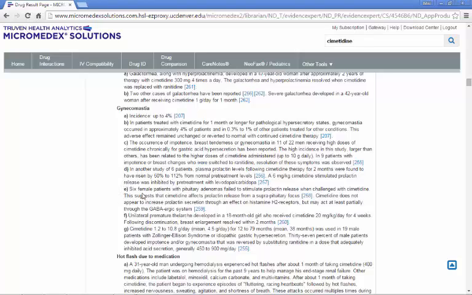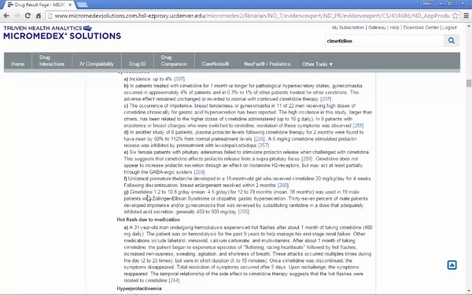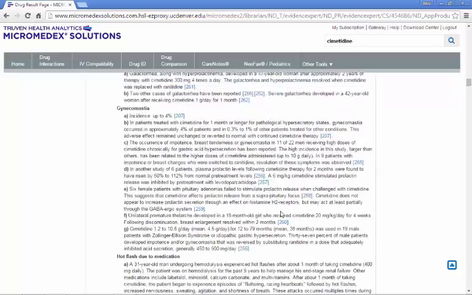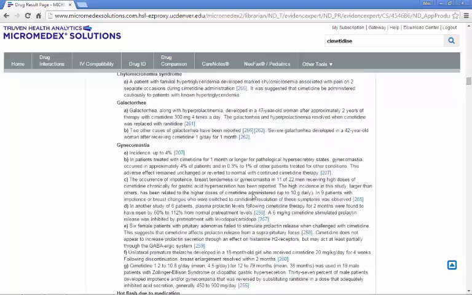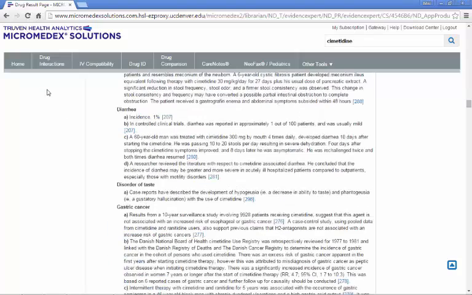And here's some female patients. So it looks like it could be possibly, well, look at this. It says in cimetidine 1.2 to 10.8 grams daily, mean 4.5, for taking 12 to 79 months. Well, our patient's only been on it 6 weeks. So it still looks like cimetidine may be linked to causing the gynecomastia.